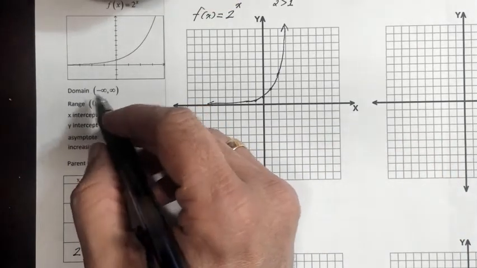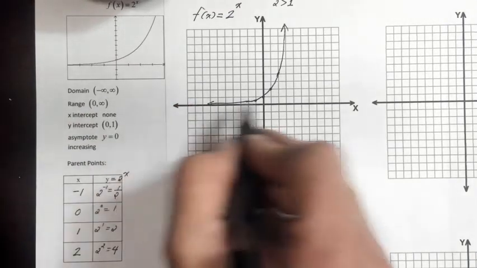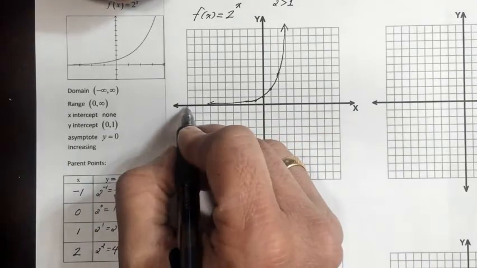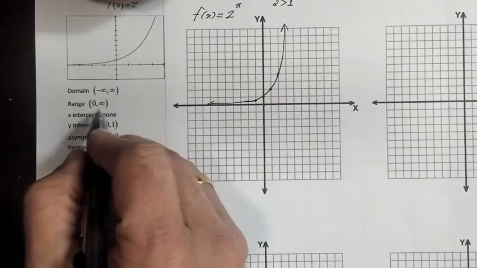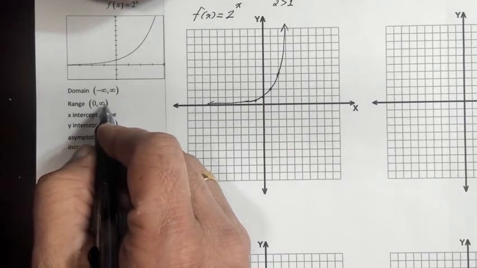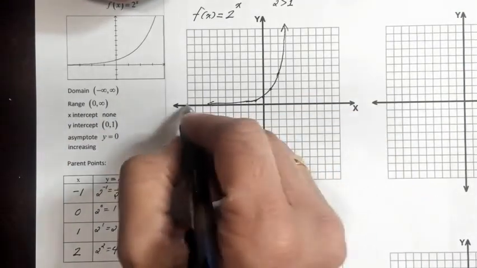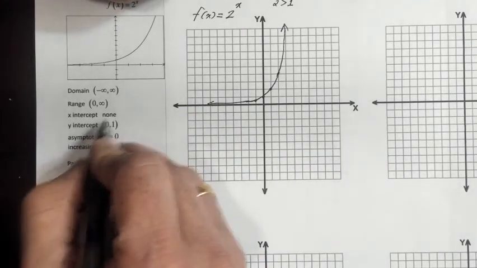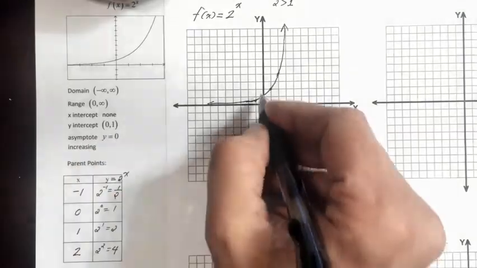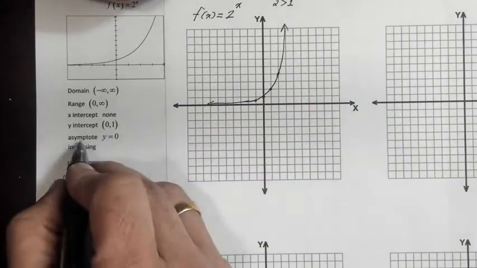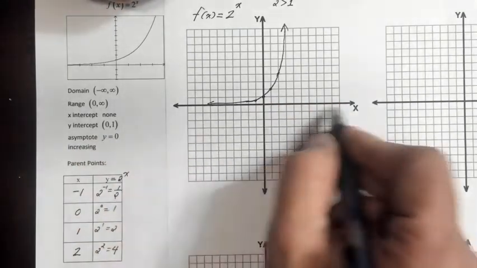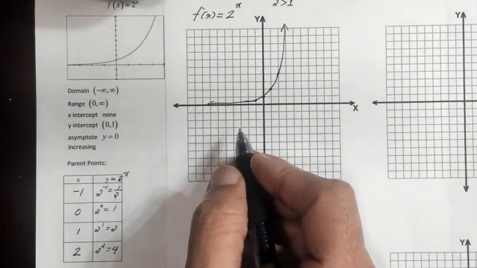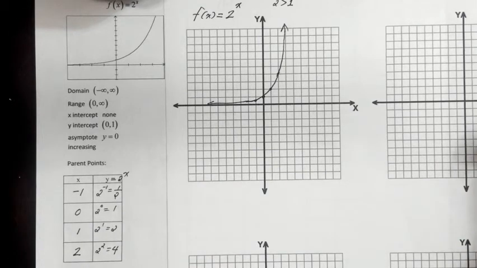The domain of the function is definitely negative infinity to positive infinity because it extends to both sides. The range: the function starts just above the x-axis, so it goes from 0 all the way up to positive infinity. There is no x-intercept. The curve never crosses the asymptote, so there is no x-intercept. The y-intercept is (0, 1). We can find that over here. The asymptote is y equal to 0, which is the x-axis right here, and this is an increasing function, and that's all about y is equal to 2 to the power of x.